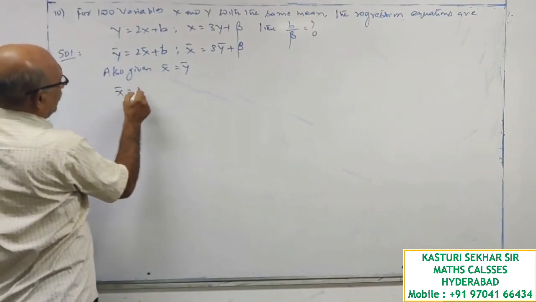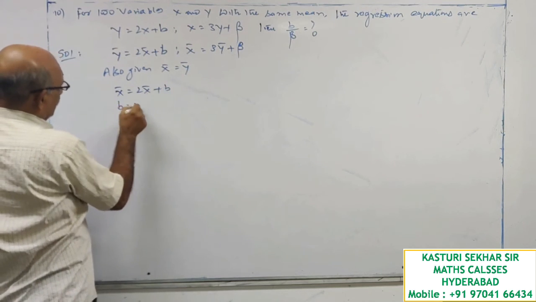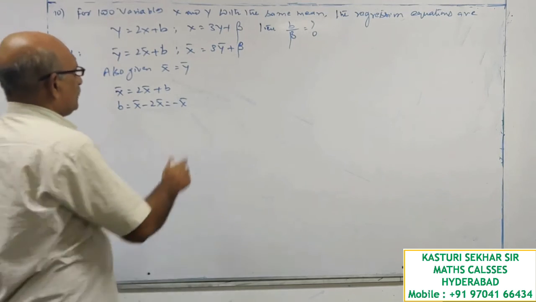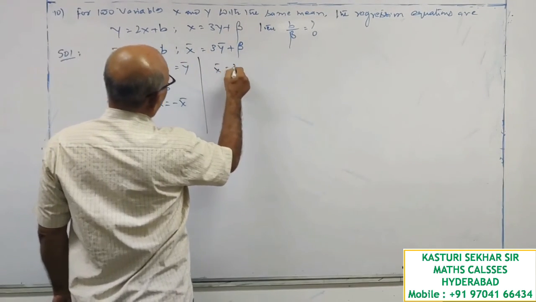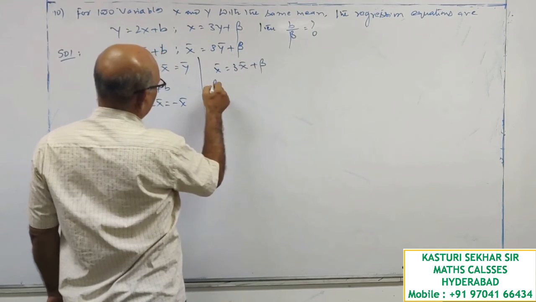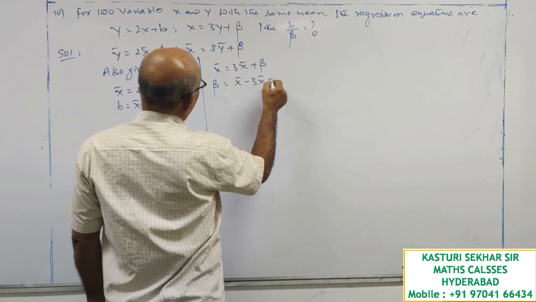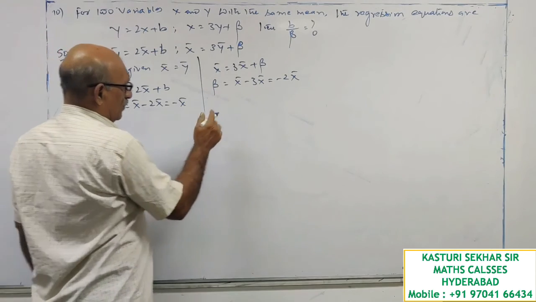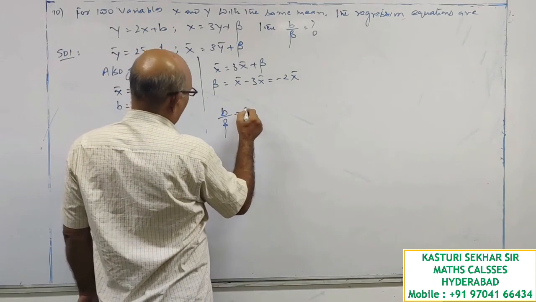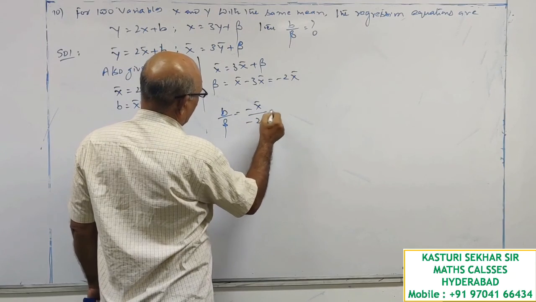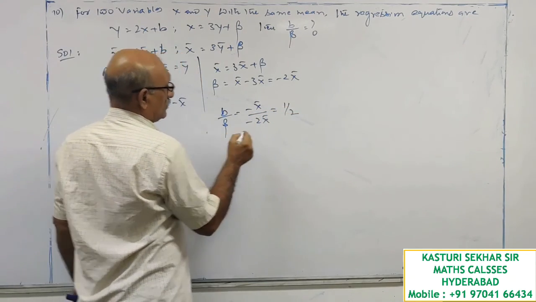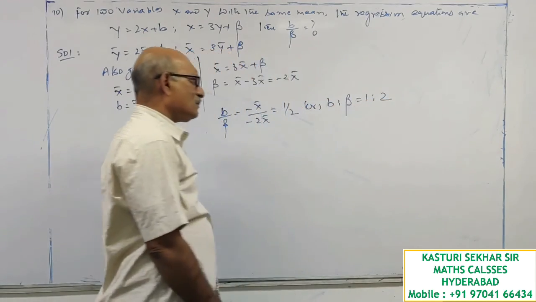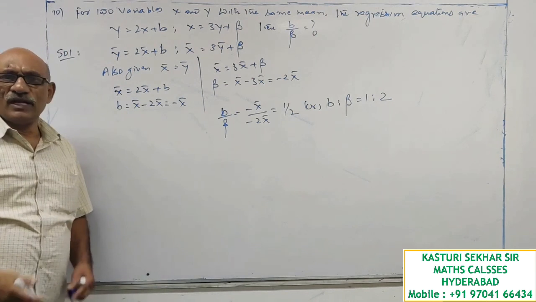So this is x bar is equal to 2 into x bar plus b. B is equal to minus x bar. X bar is equal to 3 into x bar plus beta. Beta is equal to x bar minus 3 into x bar. This is minus 2 into x bar. Now, b by beta is equal to minus x bar by minus 2 into x bar, which is 1 by 2. Or you can write b is to beta is equal to 1 is to 2.